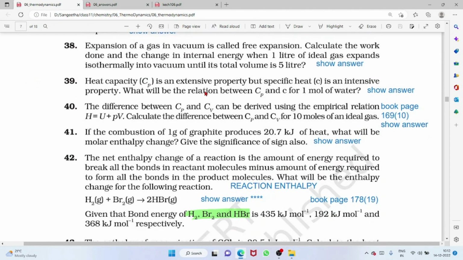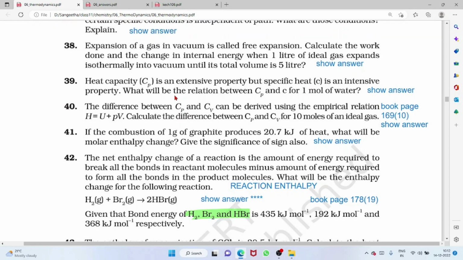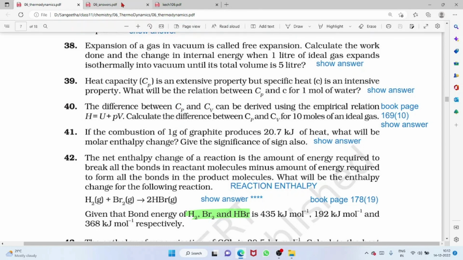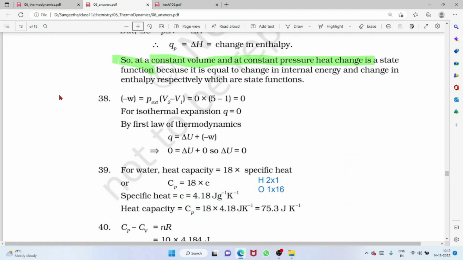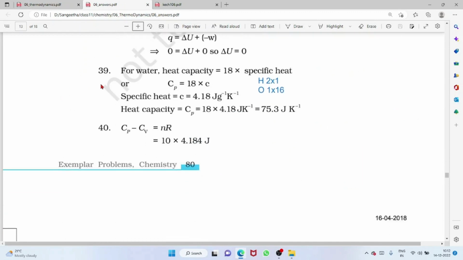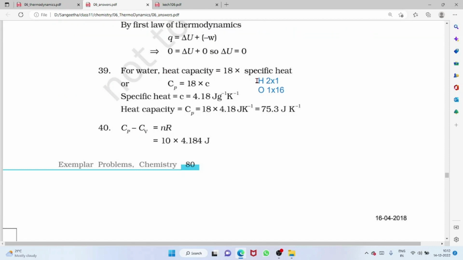Heat capacity is an extensive property, but specific heat is an intensive property. What will be the relation between the heat capacity and specific heat for 1 mole of water? See, 1 mole of water is 18 gram. H2O, 2 hydrogen atoms, 2 into 1, 1 oxygen atom, 1 into 16, that is the atomic weight you have to use. So this is the heat capacity.